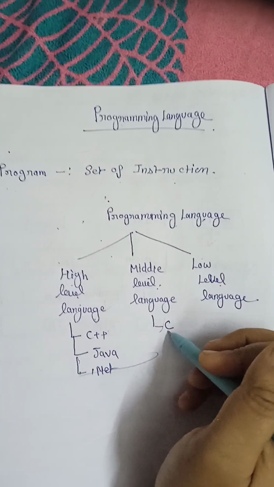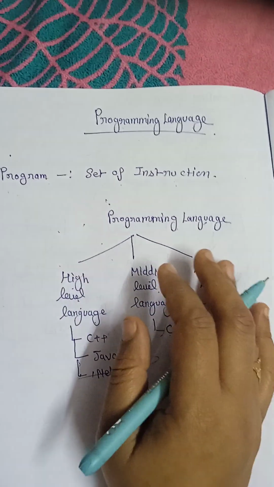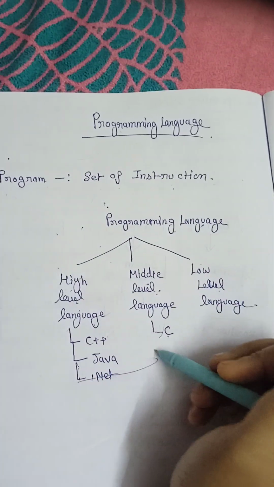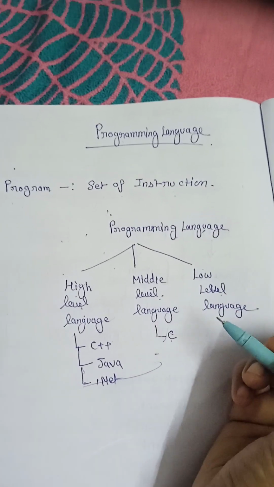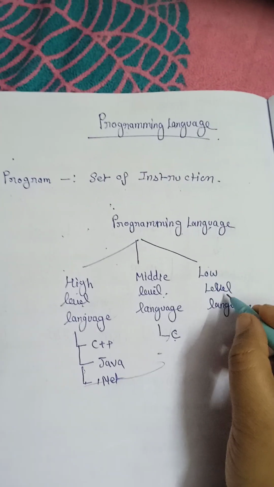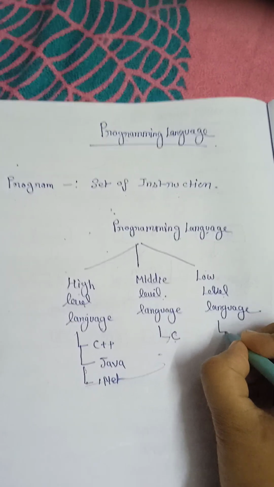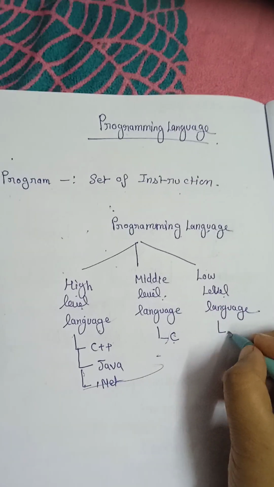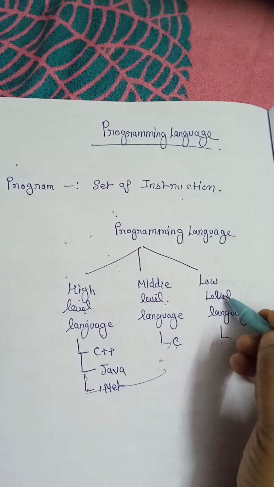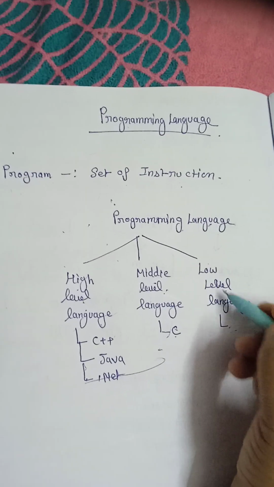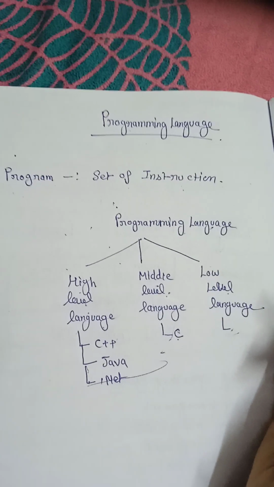With C, any programming problem we can solve. That's why it is known as the procedural language or the middle level language. Low level language is assembly language, which we work on with the assembler. Okay? So that is the low level language, or you can say it is machine language. Okay?